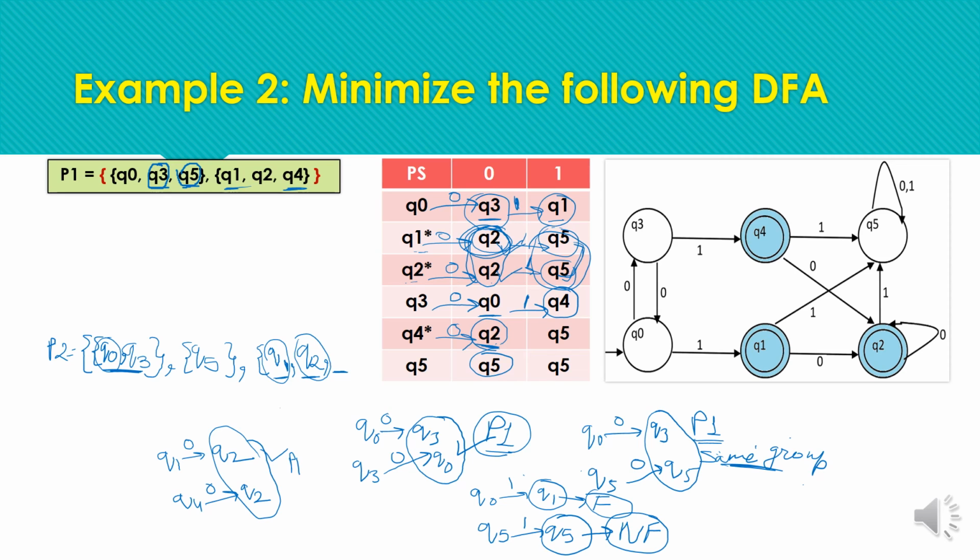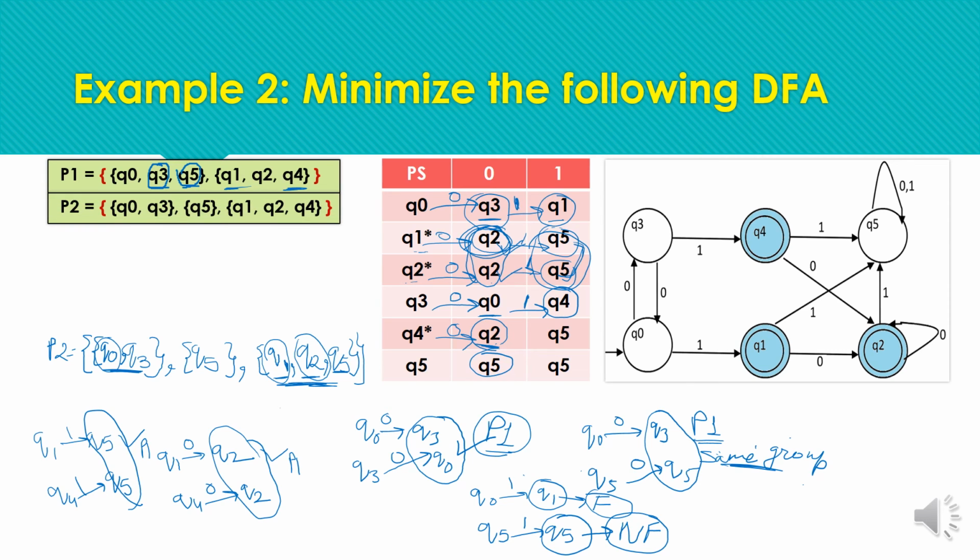Now let's check the transition for input symbol 1. From Q1 for input symbol 1 we move to state Q5, and from Q4 for input symbol 1 we again move to state Q5. As Q5 is part of the same group in partition 1, Q4 can reside with Q1 and also with Q2. These three are similar states. So the resulting partition P2 is this, if we write it clearly.